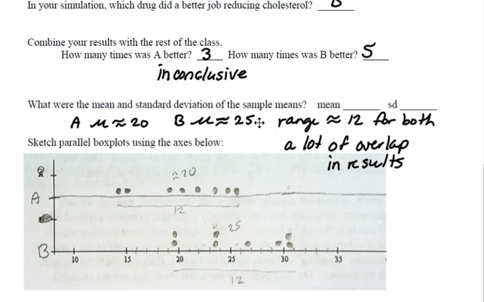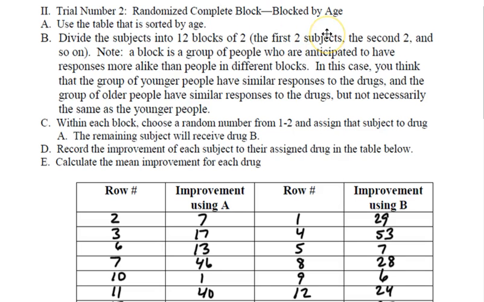There's so much variability and so much overlap in the results, it's difficult to ascertain which drug actually is the better drug. So now we're going to try blocking by age. Perhaps age has an influence on how people react to drug A or drug B, and maybe that will help reduce some of the excessive variability.